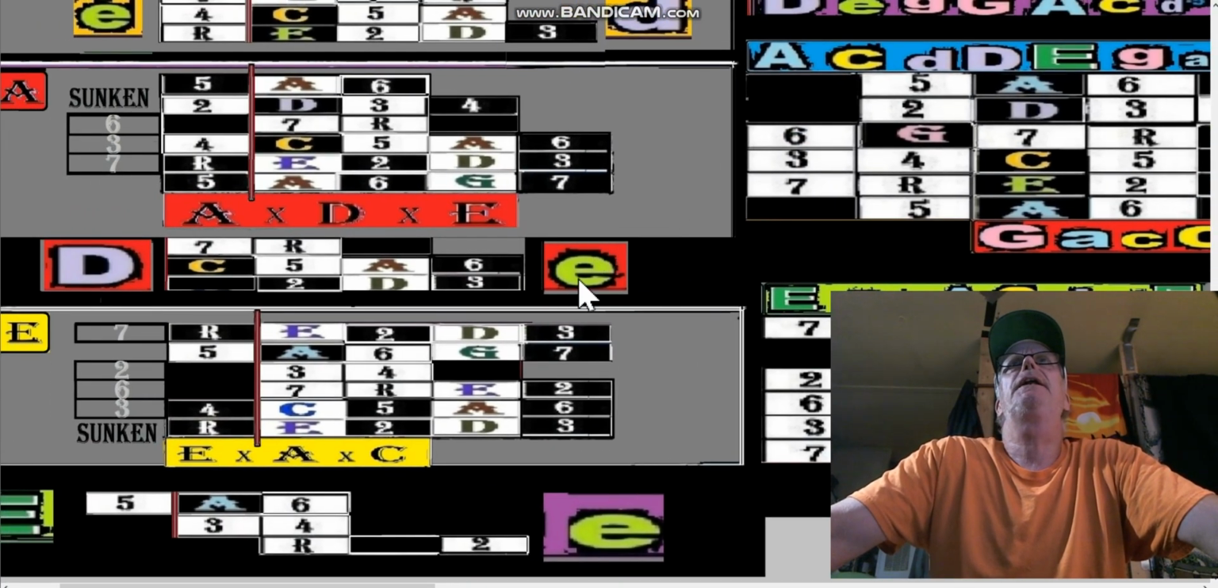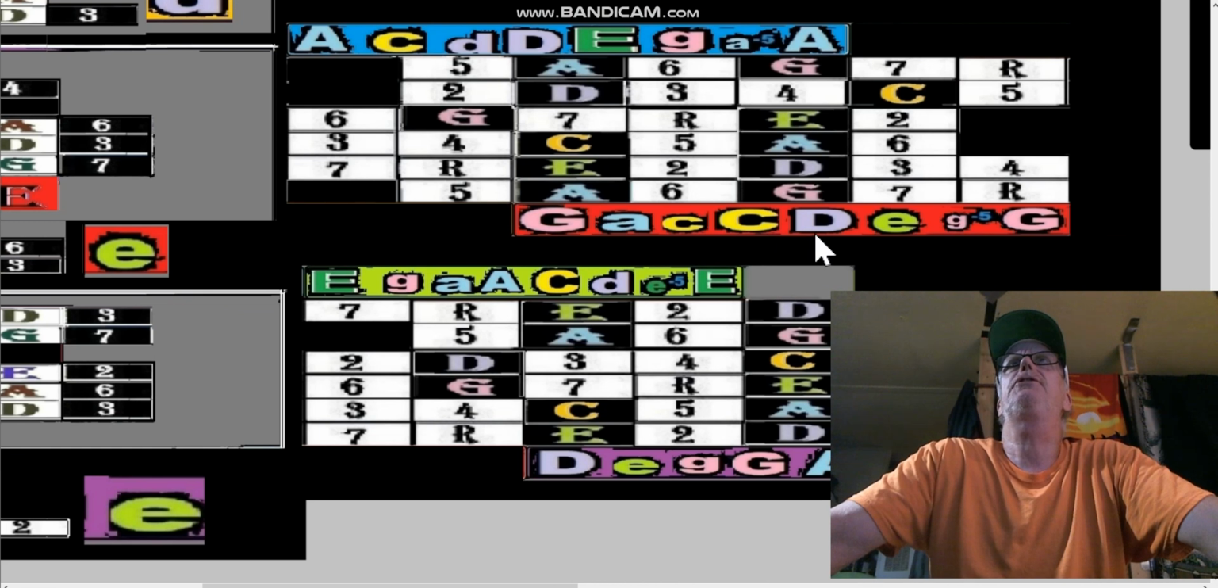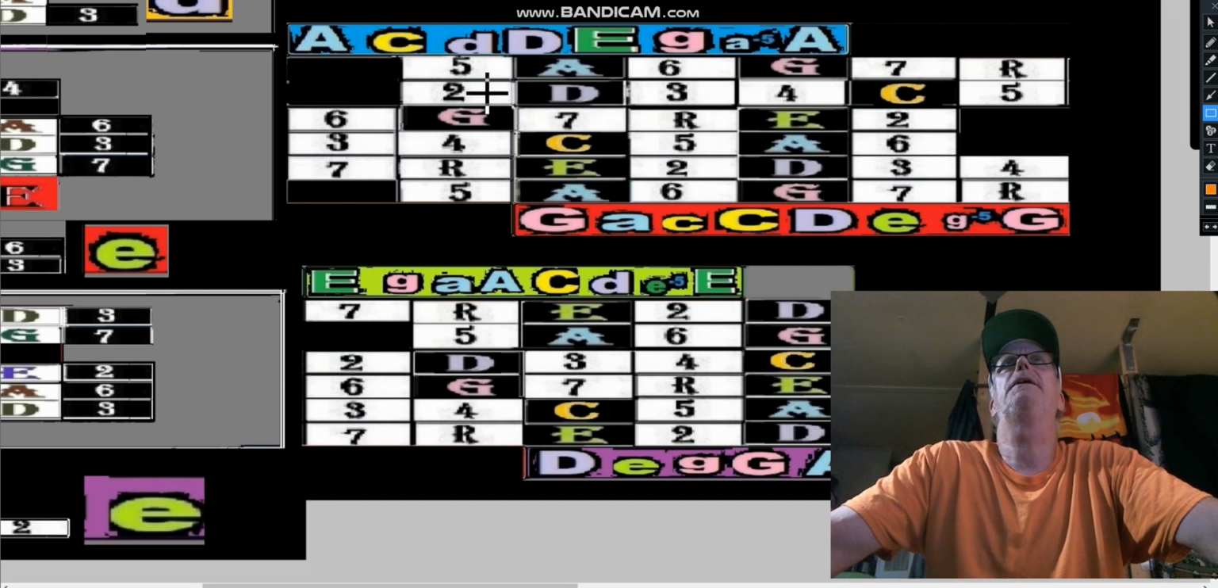This little E right here, go over here and look at the G shape. So we got the A shape here. Okay, these are sunken now. Here's the fret nut. So let's draw this stuff in here for a minute.